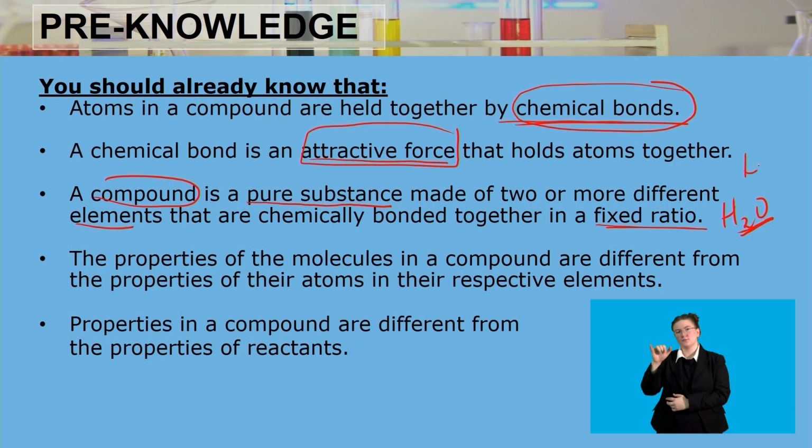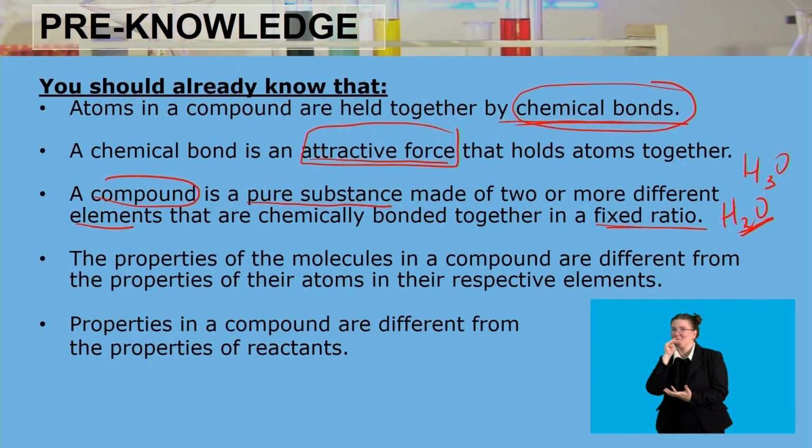We can't say that H3O is water, because H3O becomes something else. So for us to have water, there must be a specific fixed ratio of the elements hydrogen and oxygen chemically bonded to form water. If the ratio is different, they are going to form something else.